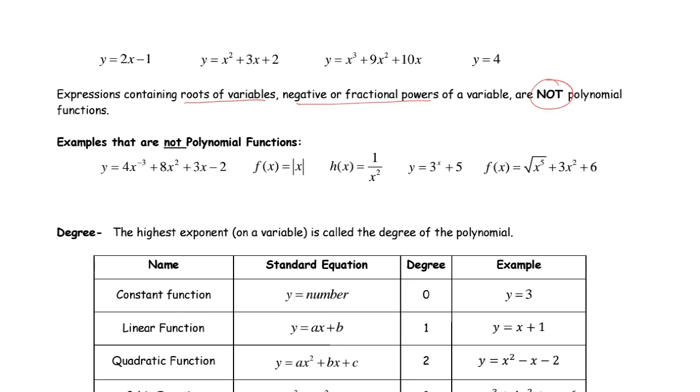So here we go. These ones are not polynomial functions, and here's why, right? There's the negative exponent right there. No good. Absolute value, remember, this creates a corner. Okay, and we don't like that. We like it when it's nice and smooth here. We've got a denominator here, an x in the denominator. That's no good.